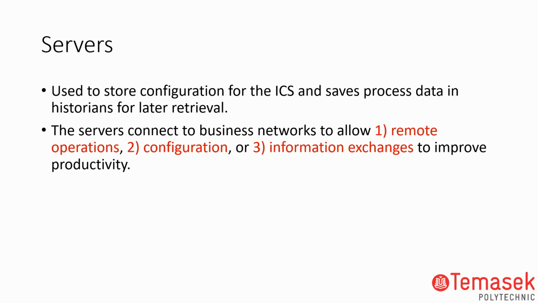Next, we look at servers. The servers allow storage or configuration of the industrial control system. They allow remote access, they allow configuration, and they allow information exchange with the business network, at the end of the day. Remember this is the factory network, but it connects to the business network. So this is the server that handles all this interaction between the business network and the factory network.